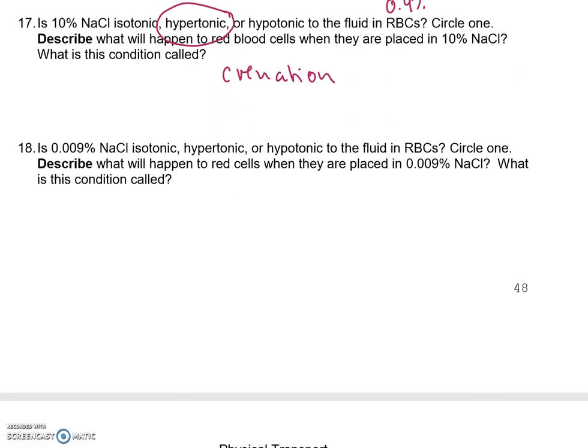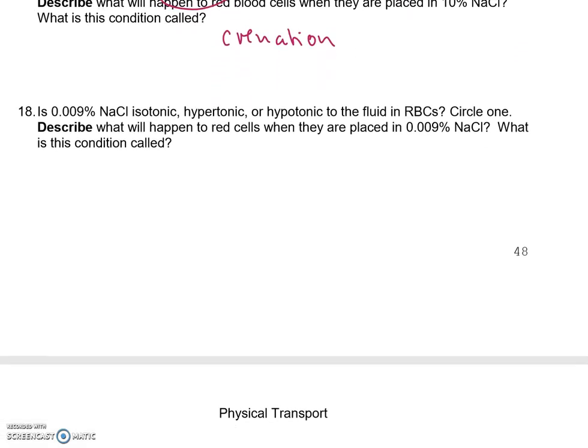Number 18 is 0.009% sodium chloride, isotonic, hyper or hypotonic to the fluid in red blood cells? Here the RBCs are still 0.9%, so we are now hypotonic. Describe what will happen to the red cells when they are placed in 0.009% salt. Well, they will gain water. Water will rush into the cell, and that condition is called hemolysis. The red blood cells will burst.